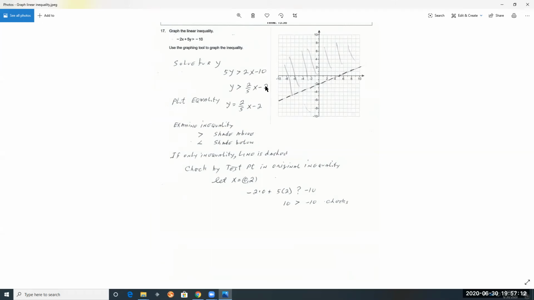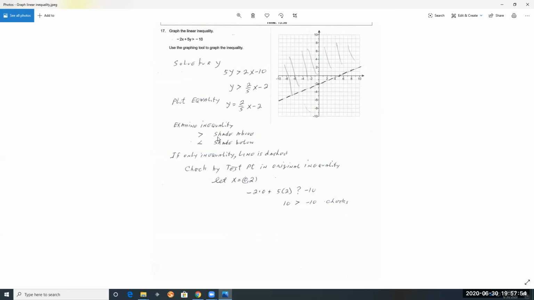We need to plot the equality since it wasn't given. So make it an equal sign here and let's plot. All right, the y-intercept is -2 on the y-axis. The slope is 2/5, which means that we're going up 2 from that location and over 5. That gives me a second dot. And when I draw the line, notice it's upward because the slope is positive. I made the line dashed because the original problem does not have an equality. It's a greater than. So the line is not included in the answer.